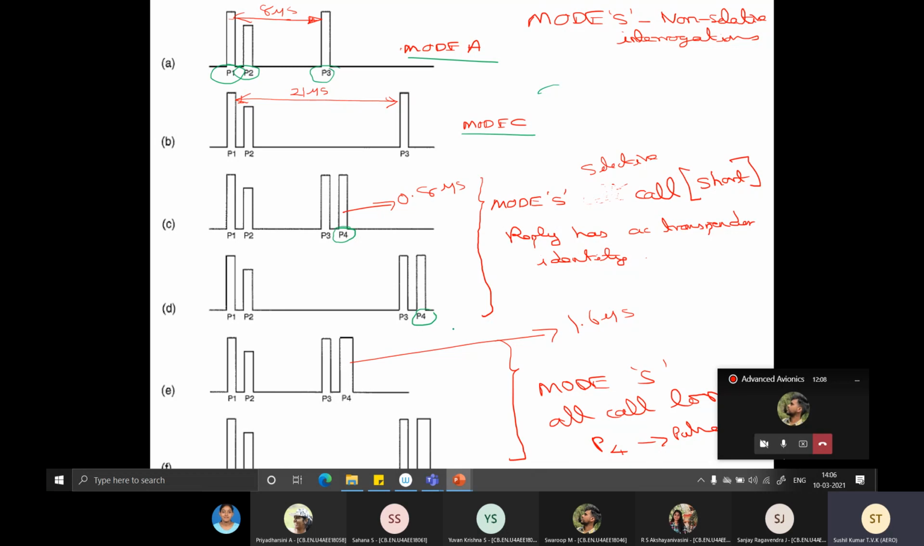Now there are two types of P4 pulses. One is called the short one, the other one is long one. The short one, if it is 0.8 microseconds, was used for selective call, what Sanjay was trying to explain in the previous class. And if it is 1.6 microseconds, it is all call. Okay, so I told you it's like a broadcast. It's trying to find out how many mode S aircrafts are there in the coverage area. That's all call. Whereas if it is 0.8 microseconds, it is selective call.